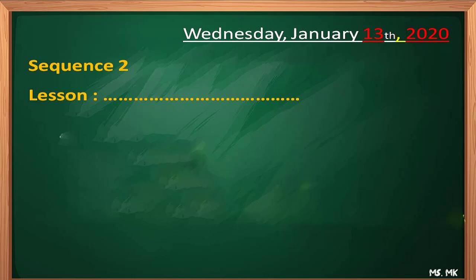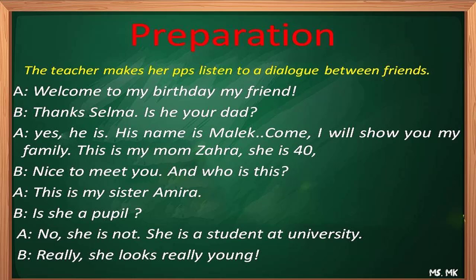So you're going to tell your pupils that they are going to listen to a script between two friends talking about their family. Here I have integrated a listening skill in a grammar skill as a preparation. So in the preparation phase, I'm going to make my pupils listen twice or 3 times.